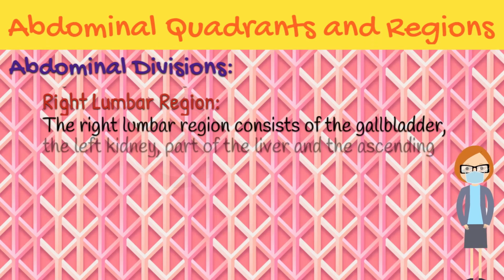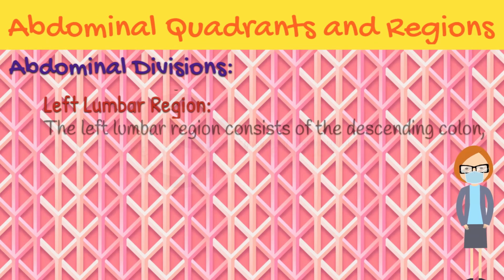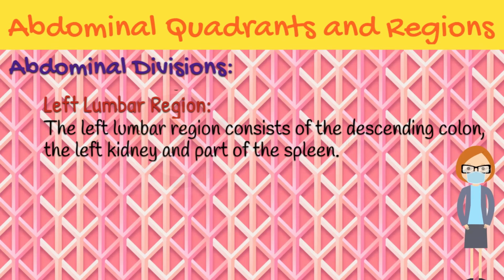The right lumbar region consists of the gallbladder, the left kidney, part of the liver, and the ascending colon. The left lumbar region consists of the descending colon, the left kidney, and part of the spleen.